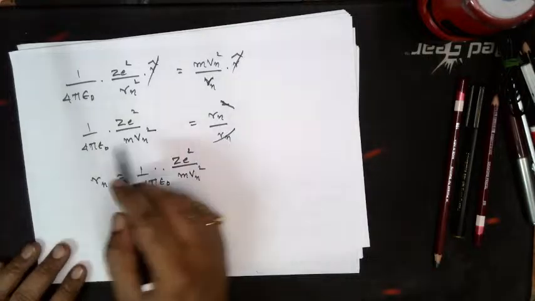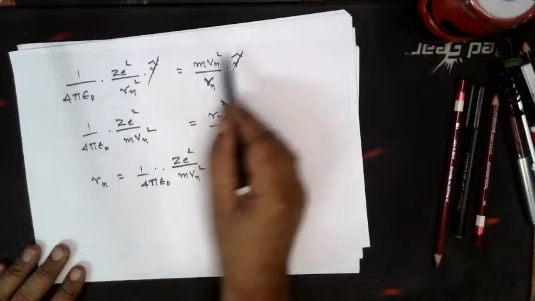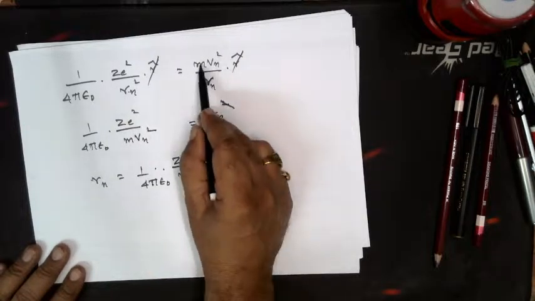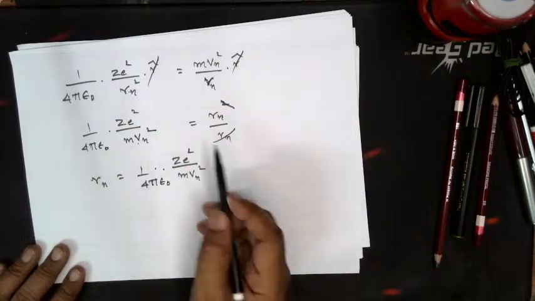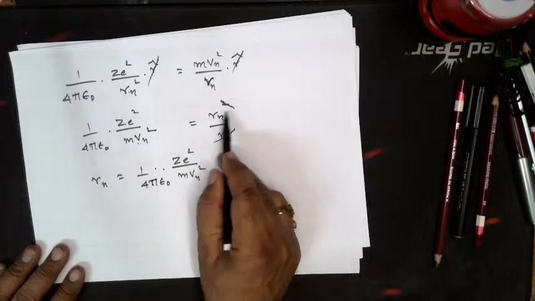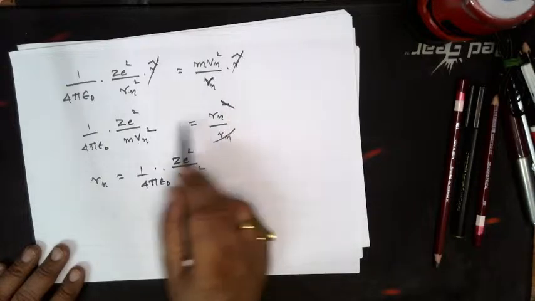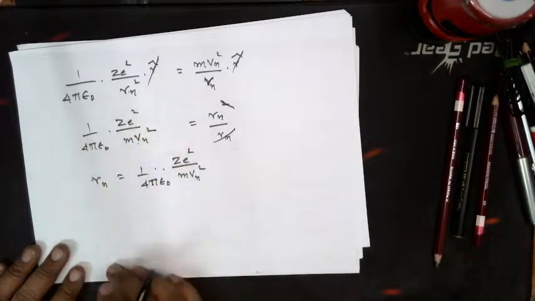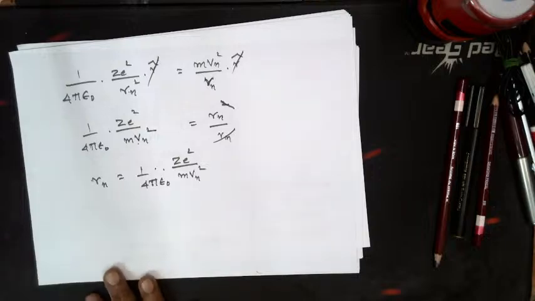Next, what I have done: Rn squared I brought here, and m Vn squared I brought here, and Rn and Rn squared cancel. Now we declared Rn is equal to this much, Ze squared divided by m Vn squared, with 1 by 4 pi epsilon naught. Is it not?